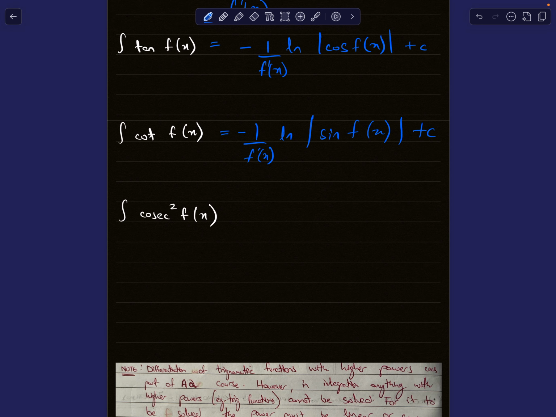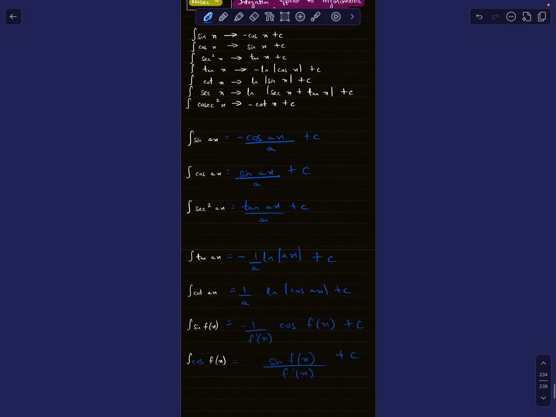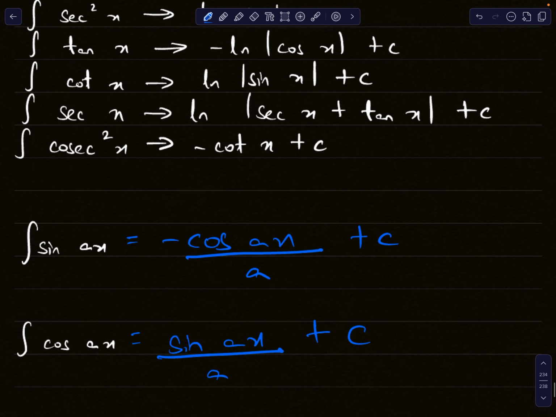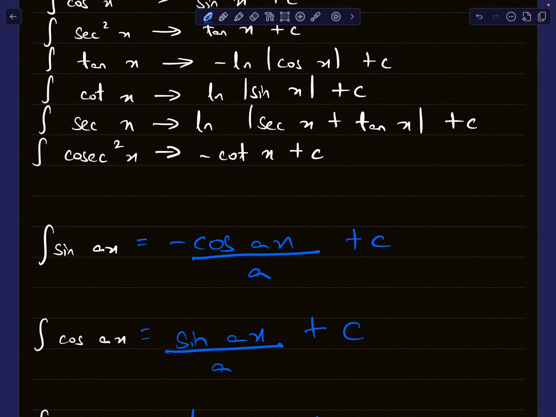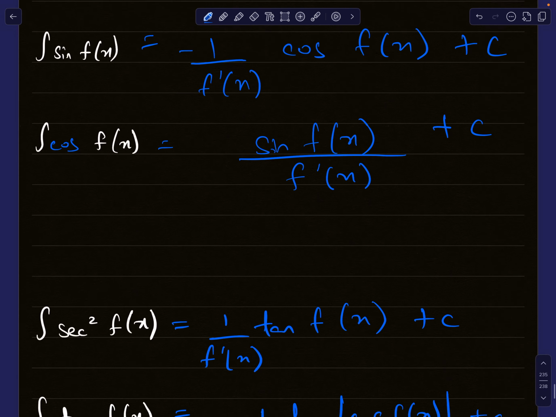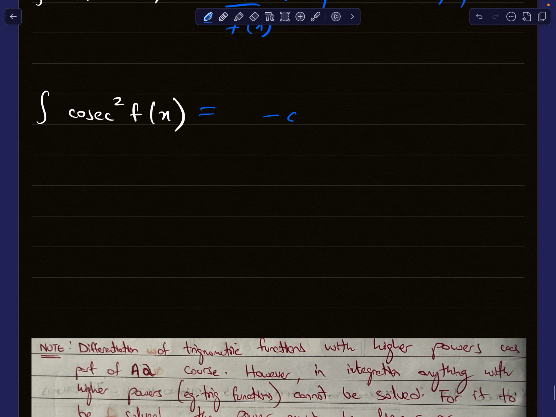And finally, our last generalized formula, you could say. So we have cosec square f of x. Remembering the basic integral, we know that the integral of cosec square x is minus cot x, and thus we know that it's minus cot f of x. Since this is a function of x, we have to divide by the differential of f of x, and don't forget the c.